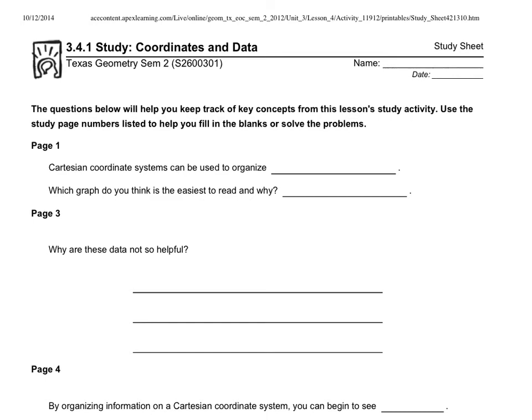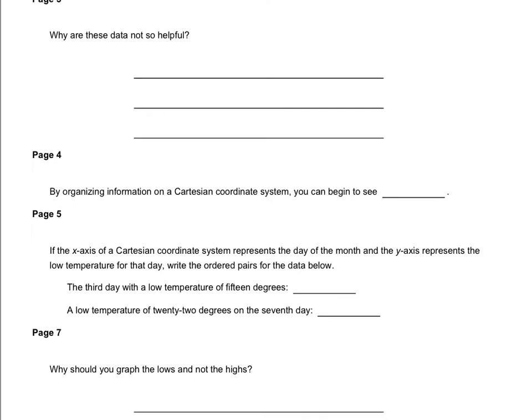So the Cartesian coordinate system can be used to organize data, and graphs are really helpful in that. By organizing information on a Cartesian coordinate system, you can begin to see patterns.